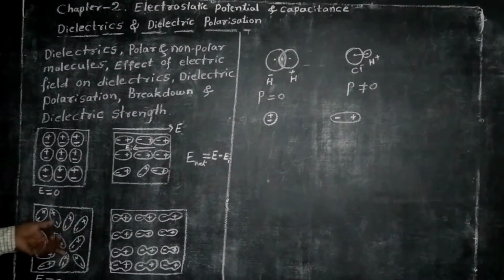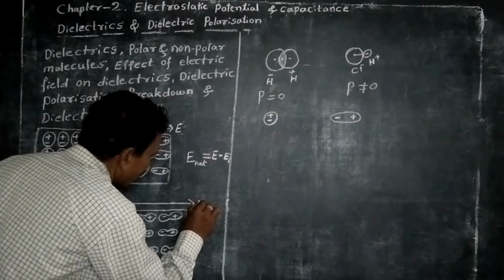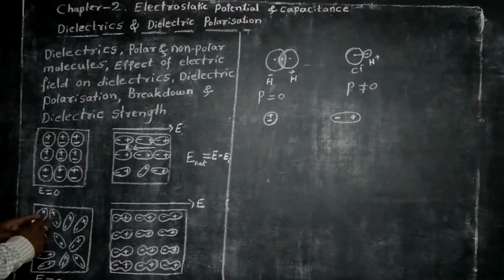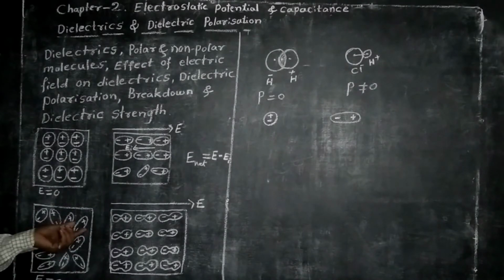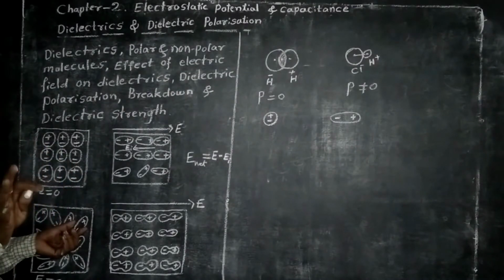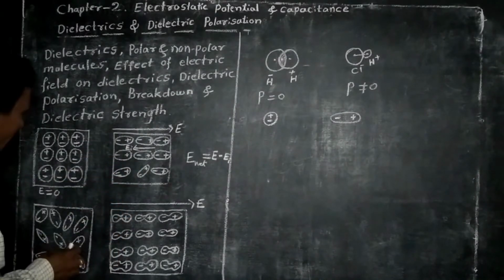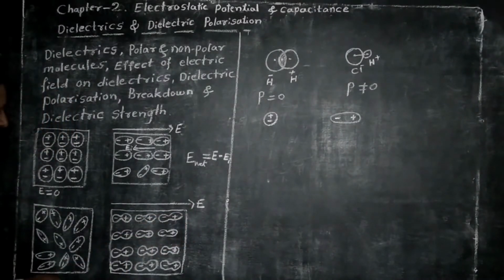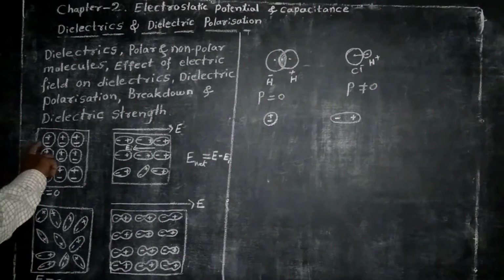And when a polar dielectric is placed in an external electric field E, now what happens? These polar molecules experience torque because these polar molecules are dipoles, and we know that when a dipole is placed in an external electric field, it experiences torque, that is, a rotational effect. That means the positive charge is attracted in the direction of the electric field and the negative charge in the opposite direction, hence the dipole rotates.